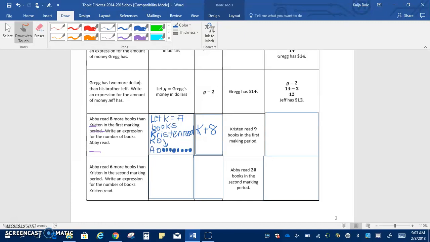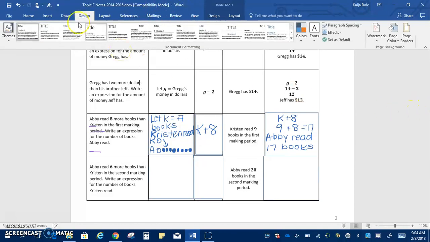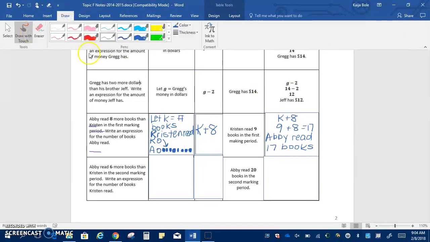Now if we solve, Kristen read 9 books in the first marking period, so we have K plus 8. If we plug in 9 for Kristen plus 8, we get 17, and this is our answer to the question of how many Abby read. So we would say Abby read 17 books. Again, that was just the first example, so hang in there, we're going to keep going.